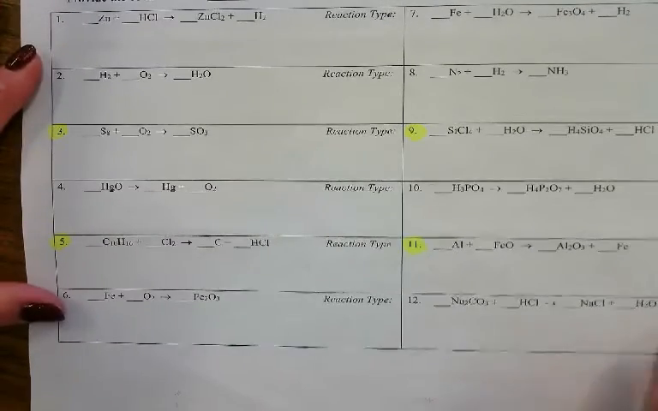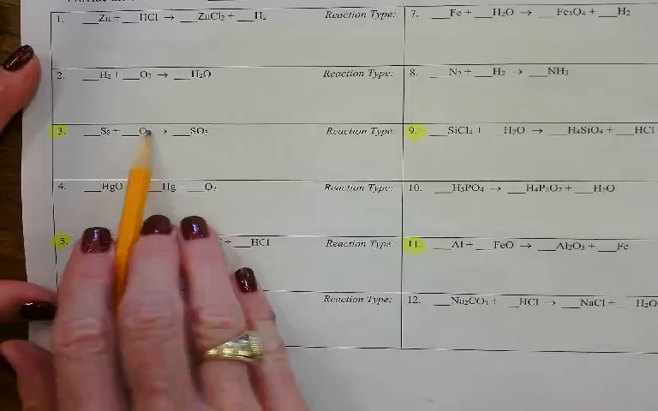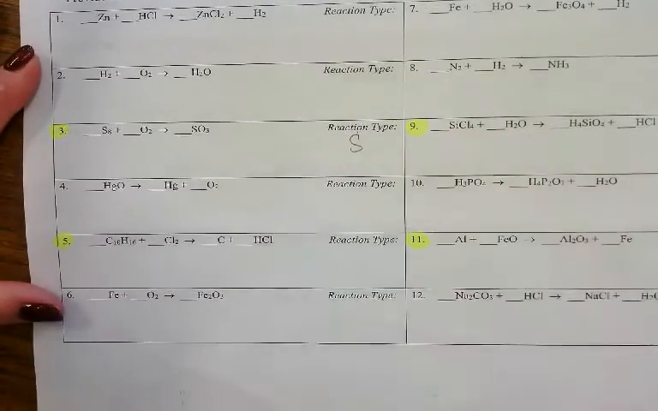Okay? So page 3. Okay, I tried to pick out some that might be a little harder for you. So what type of reaction is this? You have 2 single reactants and a compound for a product. What is that? That's a synthesis reaction.